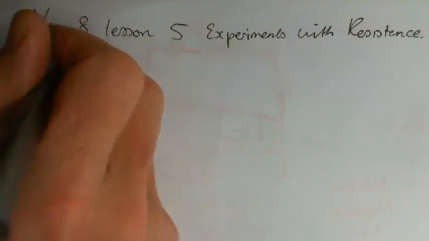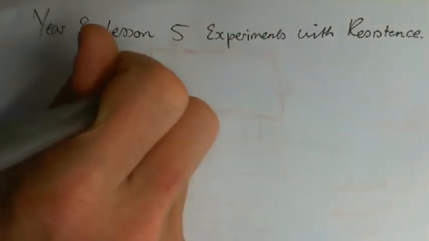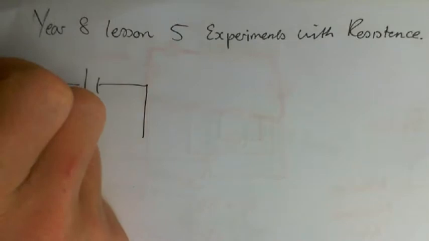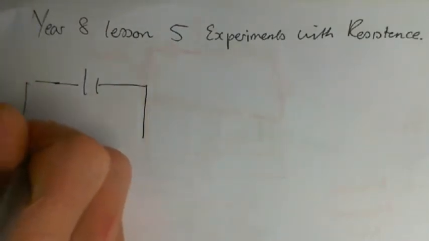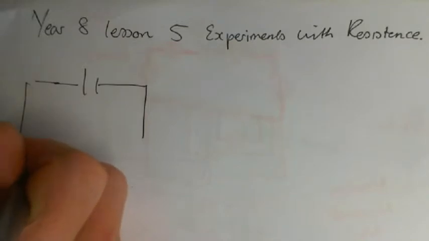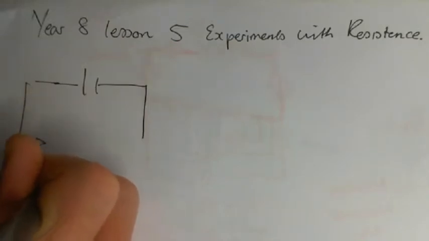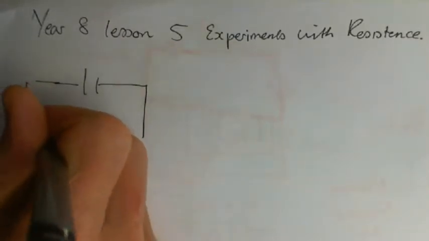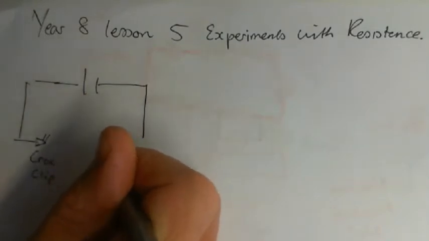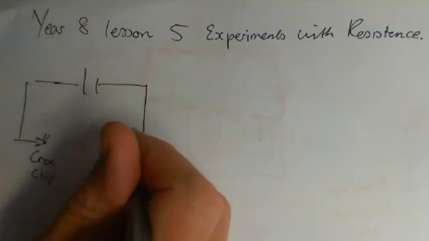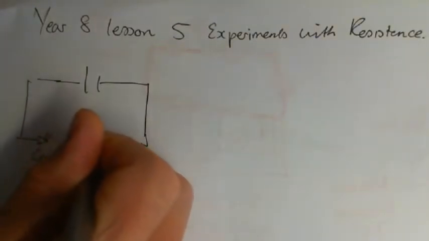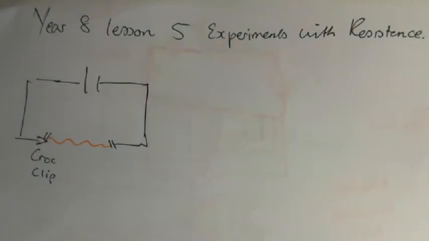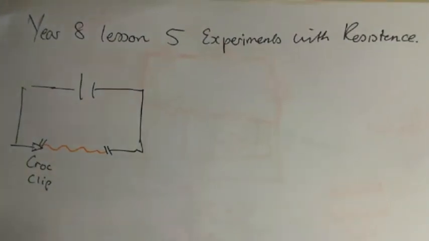Well, I'll go. In that case, I'd best put a length of wire in a circuit. And I would do that by using a crocodile clip here and here, and I will put a wire across here. Okay, so there are my crocodile clips.